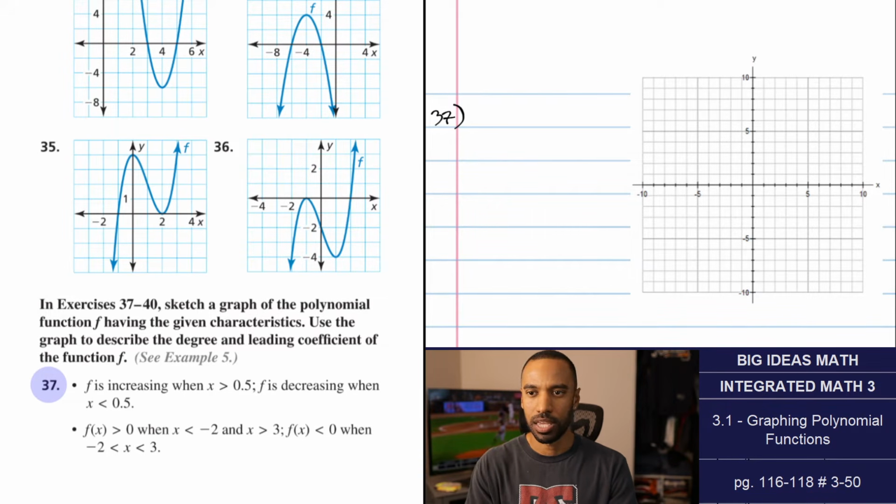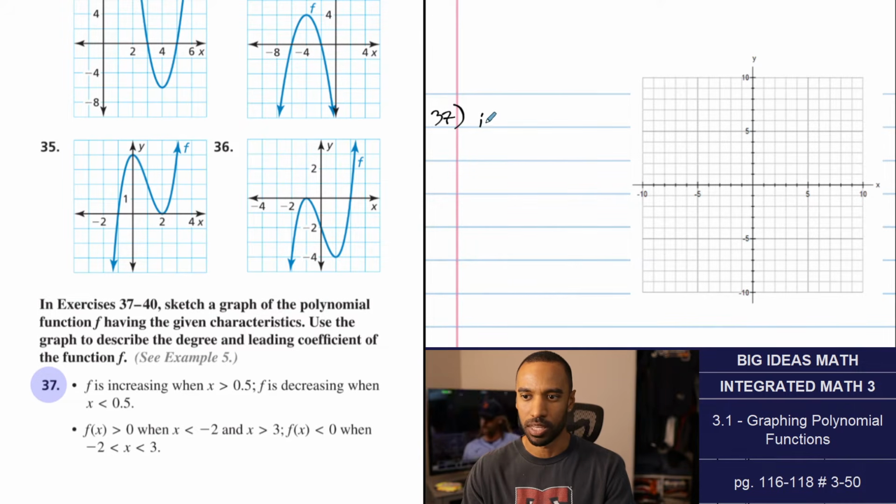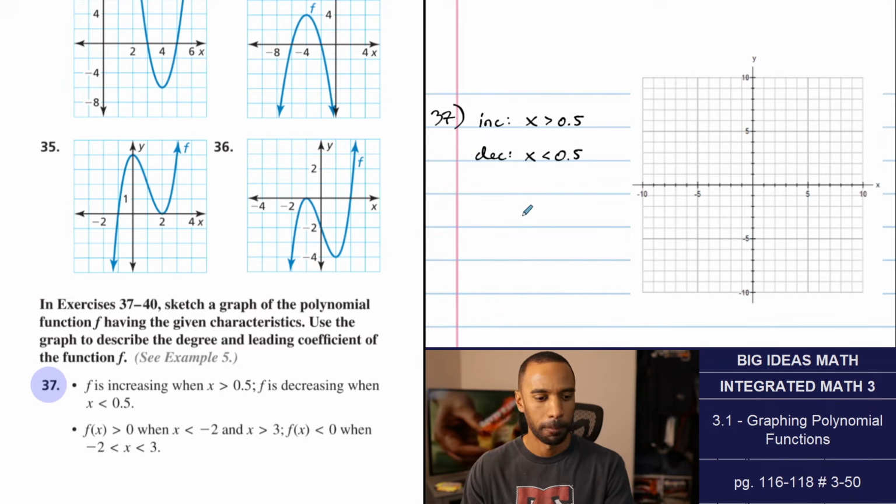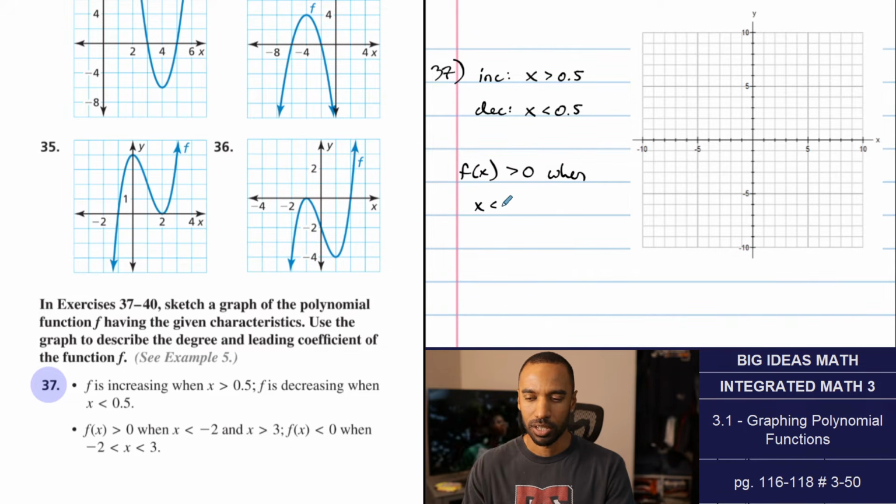So f is increasing, so we have increasing. Oh, this is how they say it as well. They say increasing when x is greater than 0.5, decreasing when x is less than 0.5. F of x is greater than 0. Okay, so they do use and. Perfect. And they use the words when. So f of x is greater than 0 when x is less than -2 and x is greater than 3. F of x is less than 0 when x is between -2 and 3.